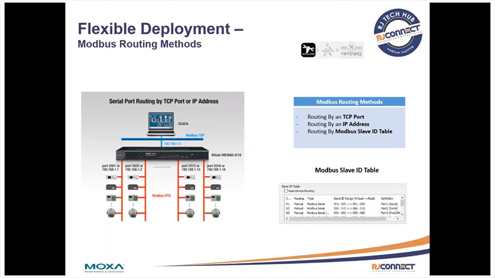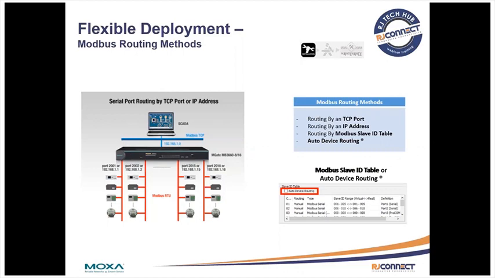Another unique feature of the 3000 series is the ability to have Modbus routing. We can route by either using the TCP port that we assign to a specific serial port or a specific IP address, or we can route by Modbus slave ID table. We also have the ability to do auto-device routing to automatically detect Modbus slaves on each serial port and route according to that routing table.